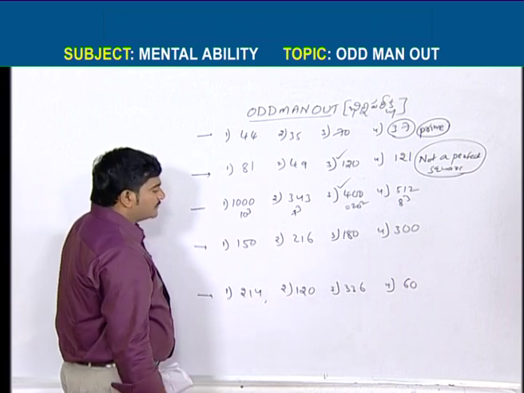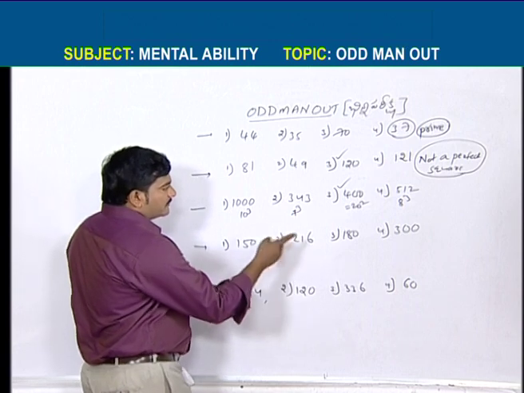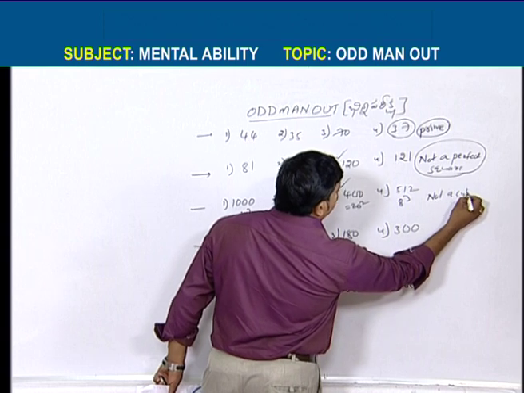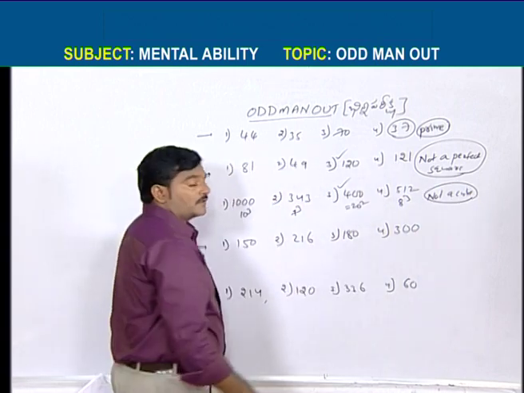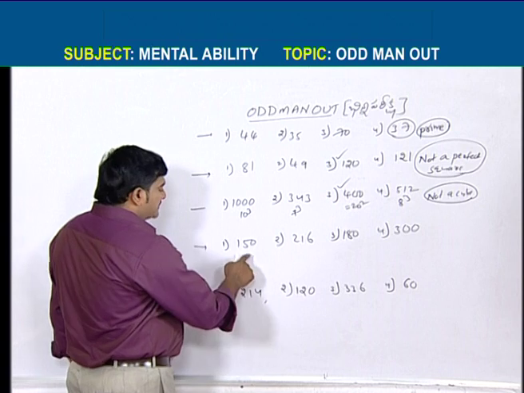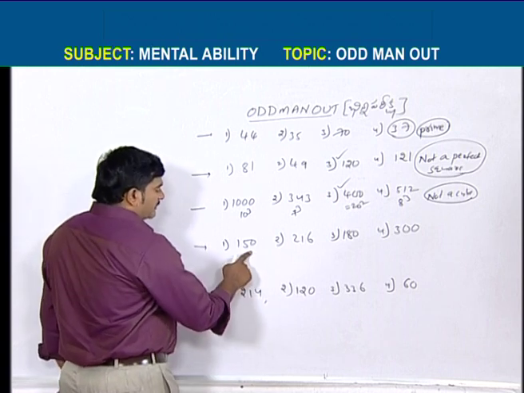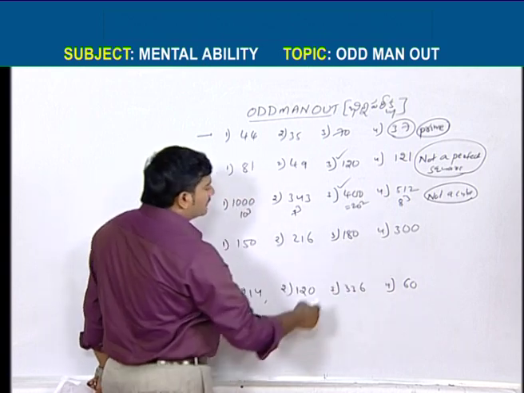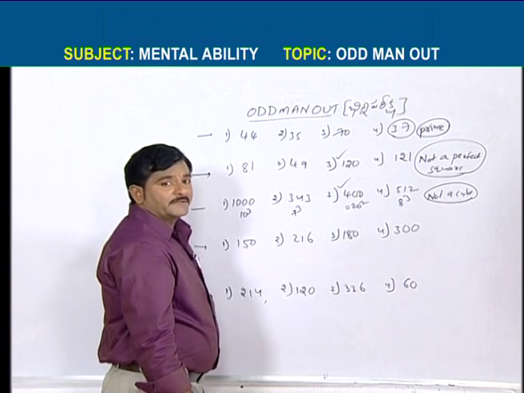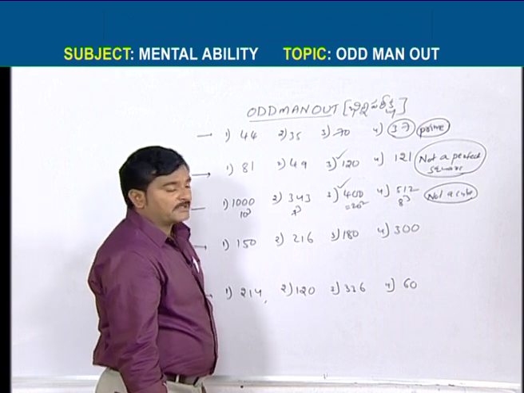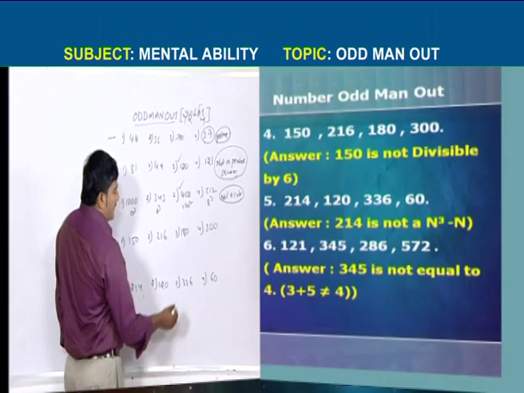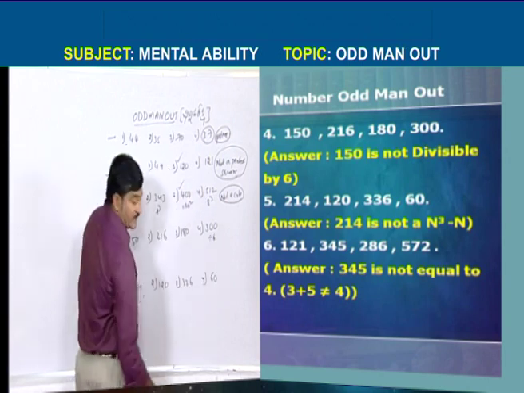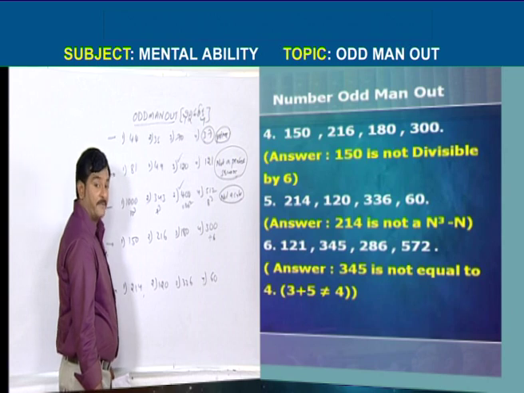Now observe the fourth question, 150. Here, if you want, you can write not a cube, in general. What is the logic in that? Not a cube, you can also write. See here, fourth question: 150, 216, 180, 300. So what is the difference between all these? The difference is, can I say 300 is divisible by 6? Yes, 6 ones are 6, 50s are.